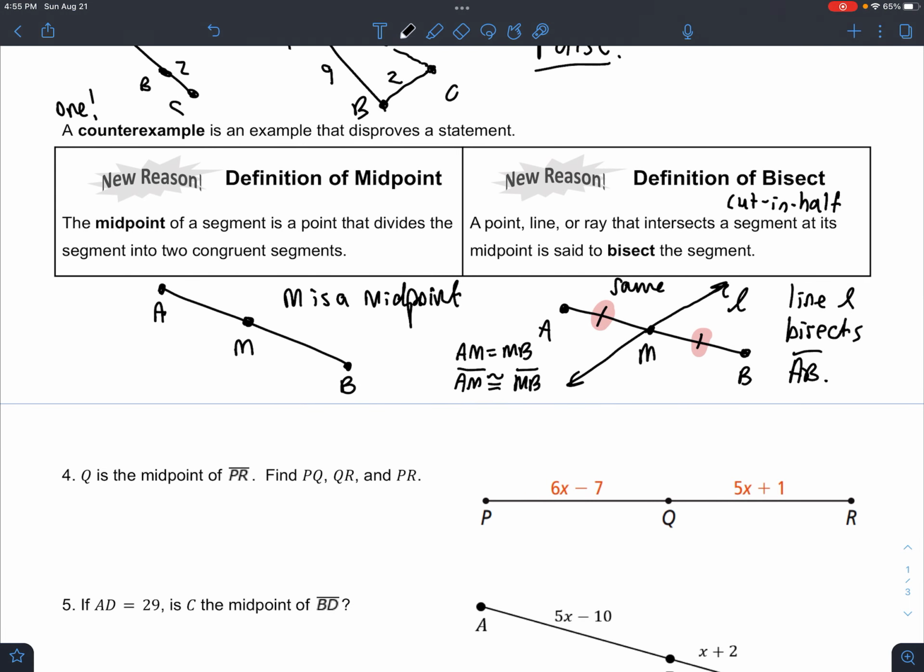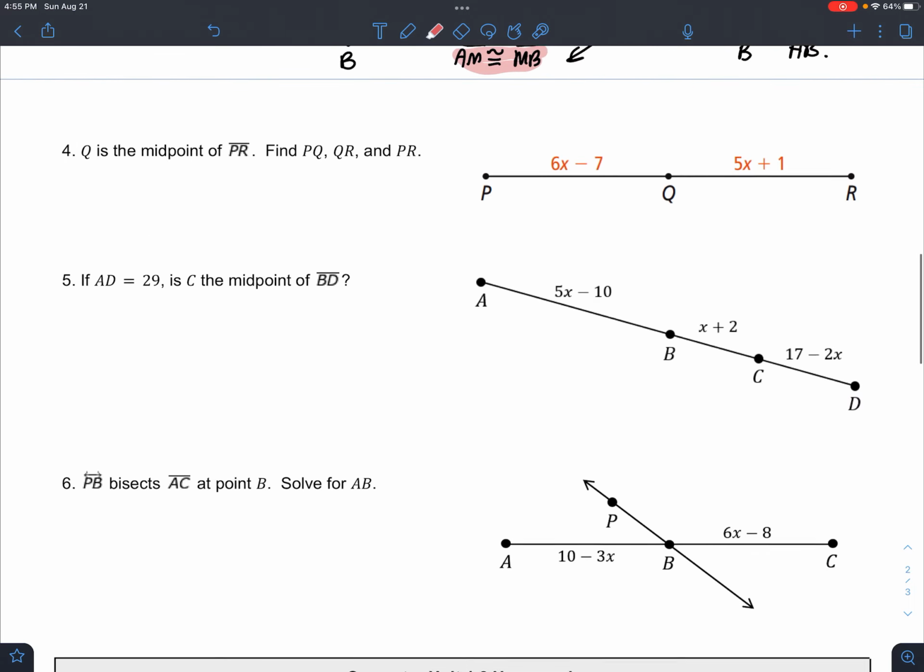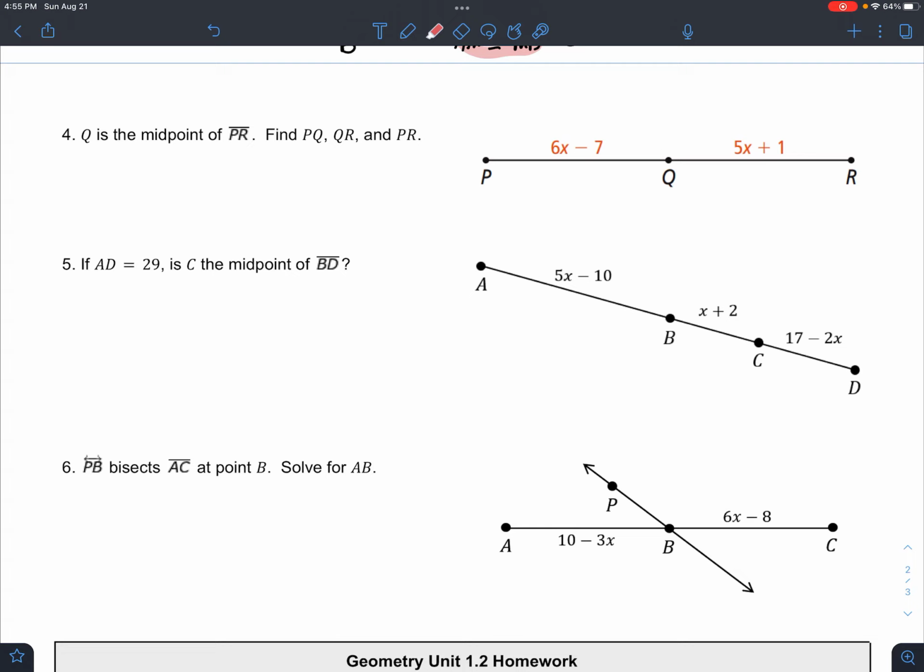And then one thing that's also true from bisect is that AB is AM plus MB. Okay? So not only are those segments congruent and their lengths are equal, but if you add the two up, you still get AB. Because that's the segment addition postulate. All right, we got 3 more questions here. Let's talk about these real quick. I don't want to keep you too long.